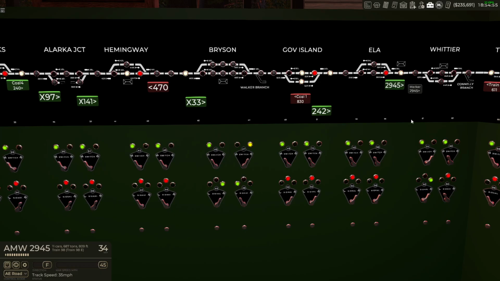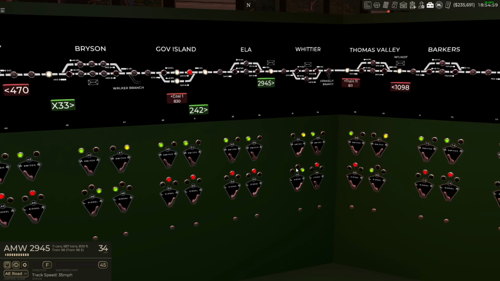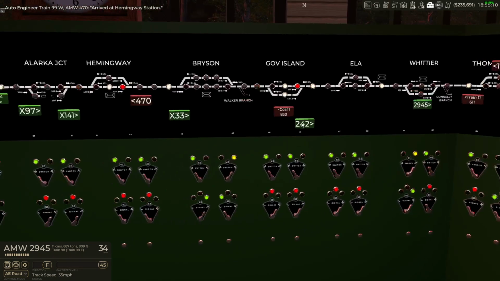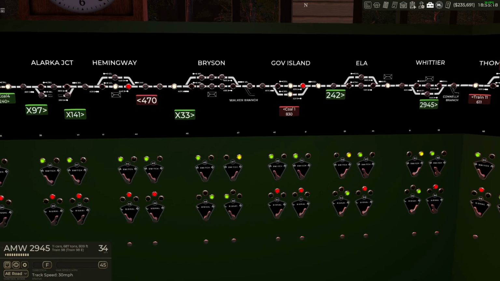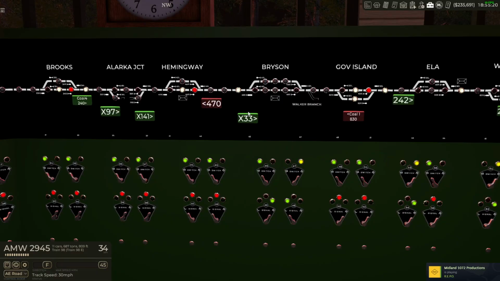All right. 242 is there. That's going into the hole up there. Okay, so that's going to sit in the hole there. I'm going to preemptively put those markers there. And God's biggest local, the SU-99, is heading to Ella.